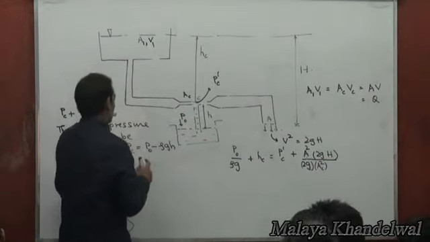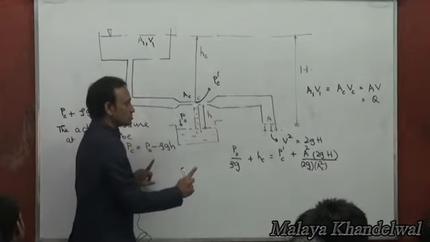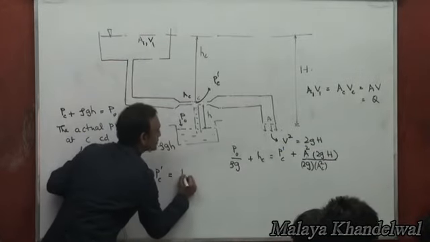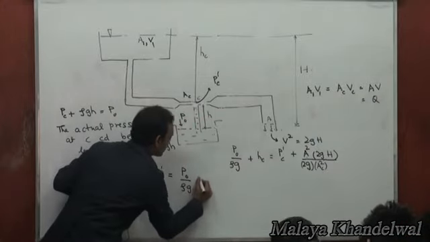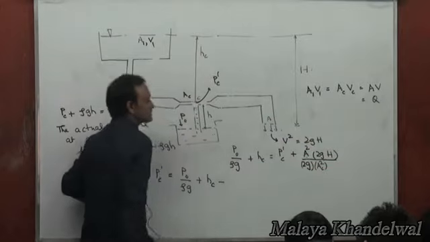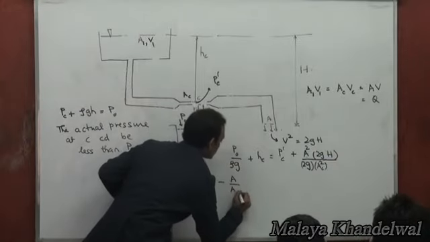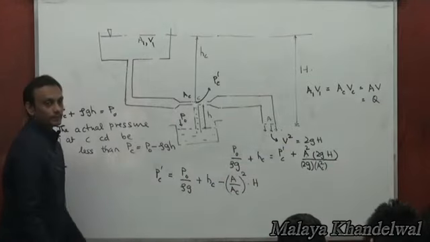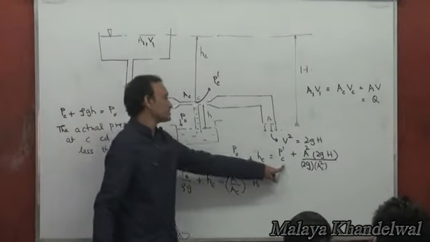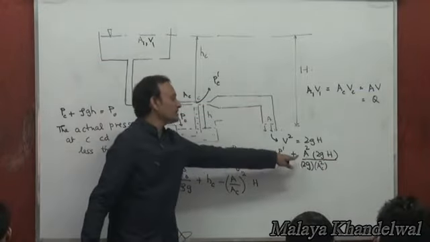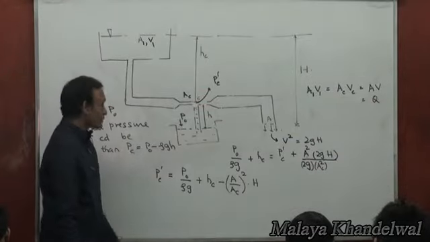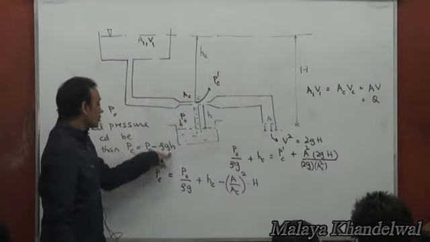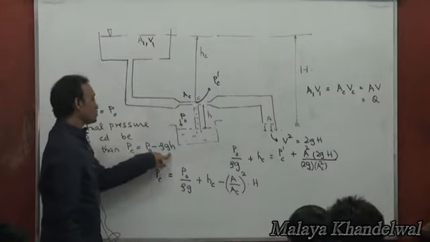Now this P prime C then turns out to be P naught by rho g plus Hc minus A by AC whole squared into capital H. That's P prime C. When I solve for P prime C, this is what I get: P naught by rho g plus Hc minus A squared by AC squared into capital H. But this P prime C has to be less than Pc. So it has to be less than P naught minus rho g h, yes or no?